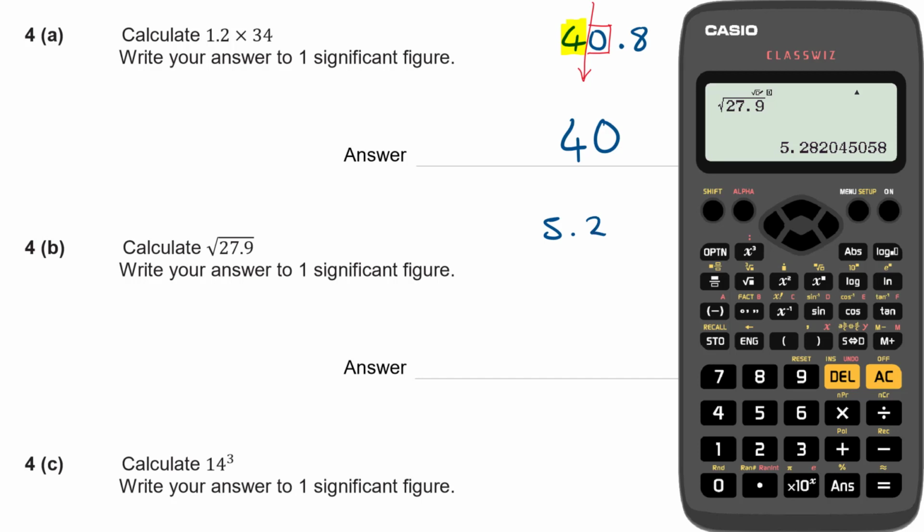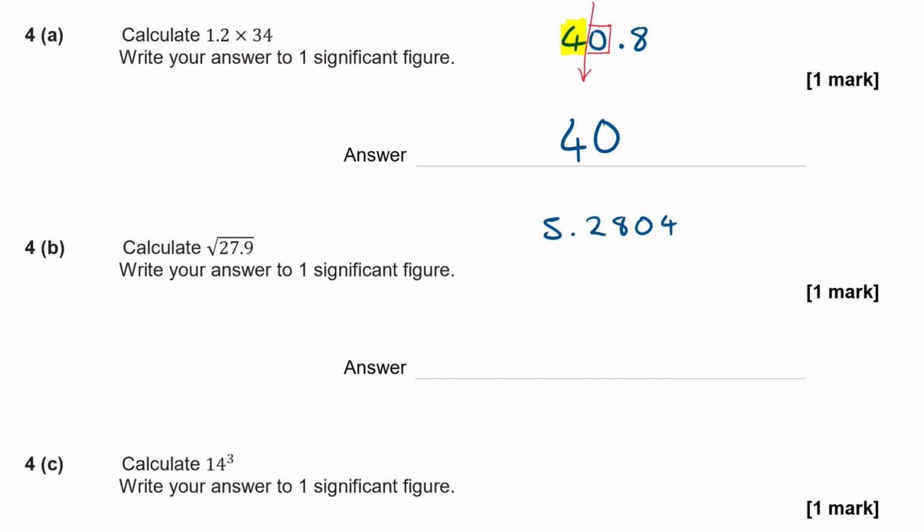So 5.2805058. Now I need to round to one significant figure here. Okay, so I'm just going to round off after the first significant figure. The first significant figure is this 5. So rounding off after the 5, look at the next digit, it's a 2, which means I need to round down. So this is going to be 5.